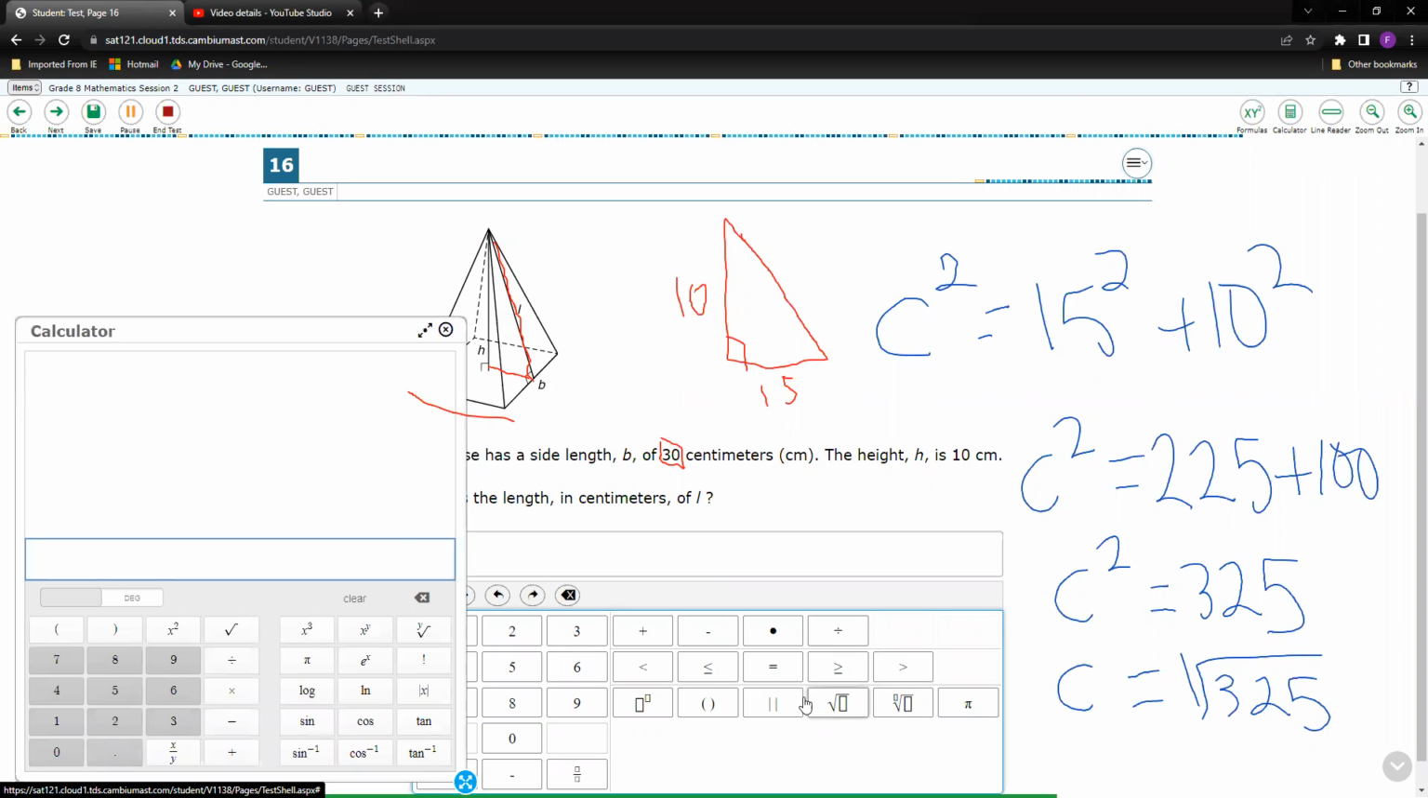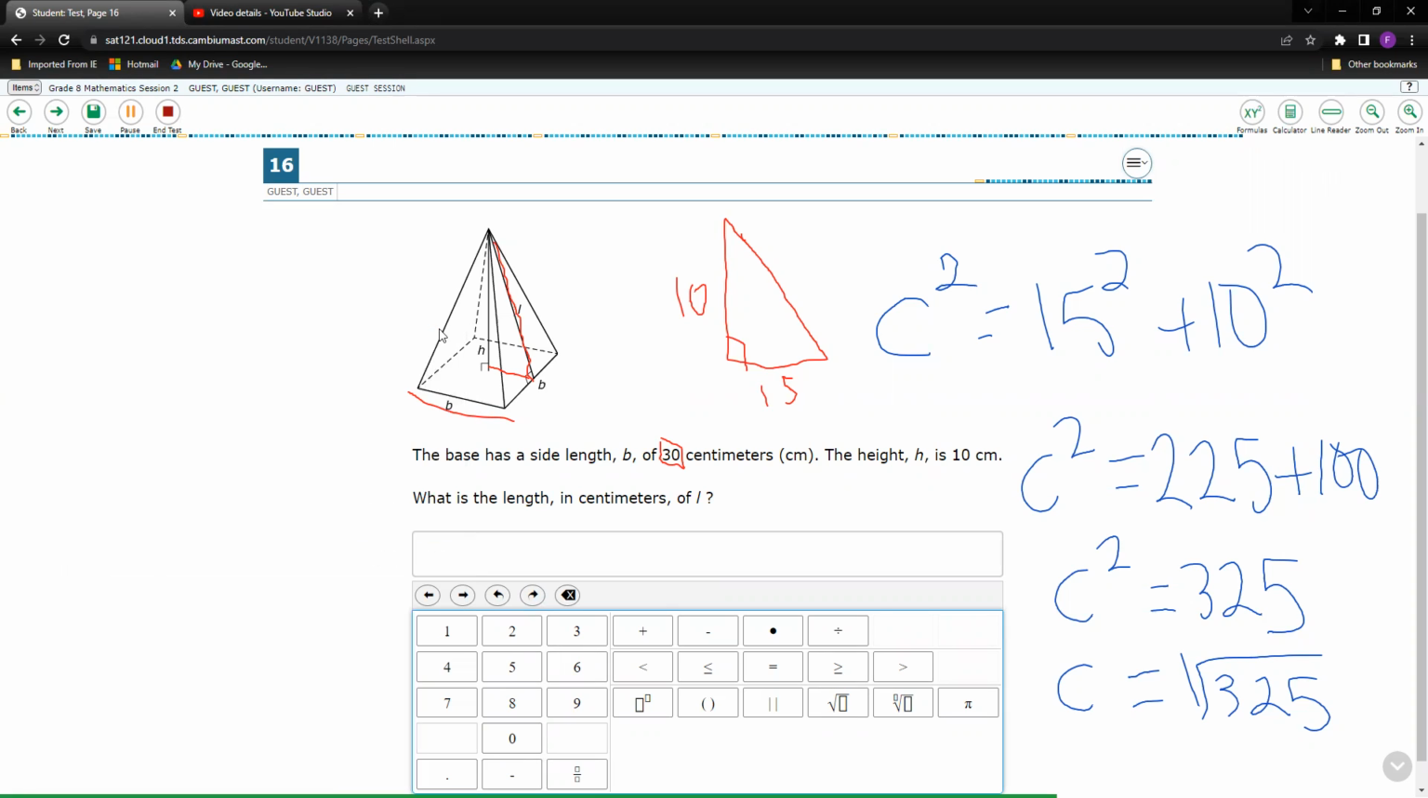We have the square root of 325. And it's just about 18.03. That's what I'm gonna write, because they do take answers that are very close as the correct answer.